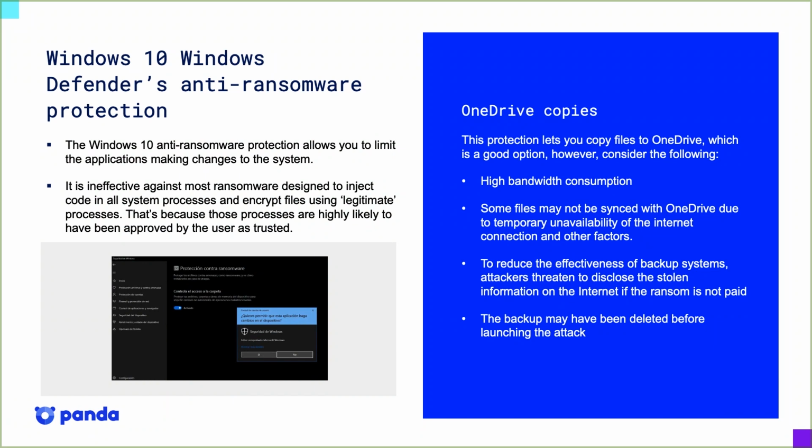Let's take a look at some other products on the market. We'll start with Windows 10 Defender's anti-ransomware protection. This protection allows you to limit the applications that make changes to your system. It is effective against most ransomware designed to inject code in system processes and encrypt files using legitimate processes. As we stated before, it's one of the same weak spots, that the processes that are used are highly likely to have been previously approved by the user as trusted.